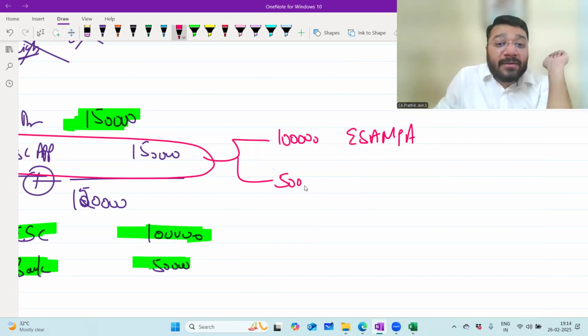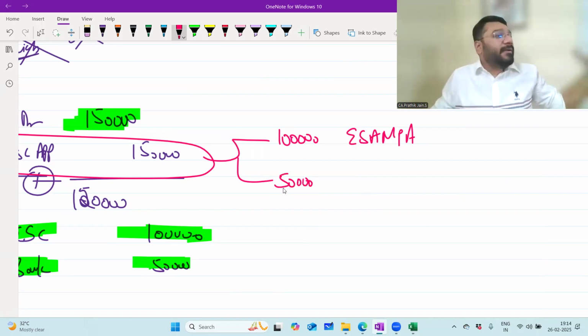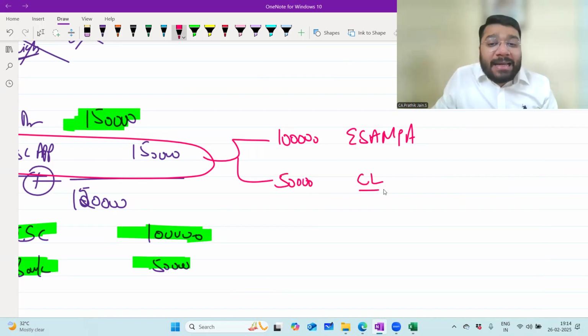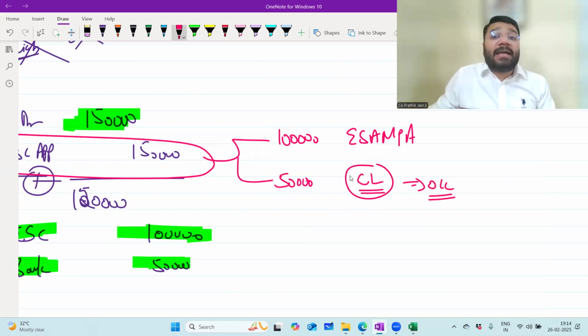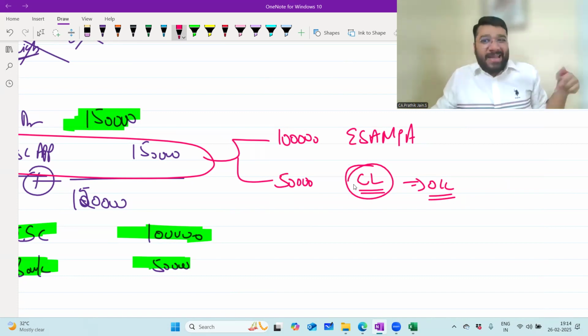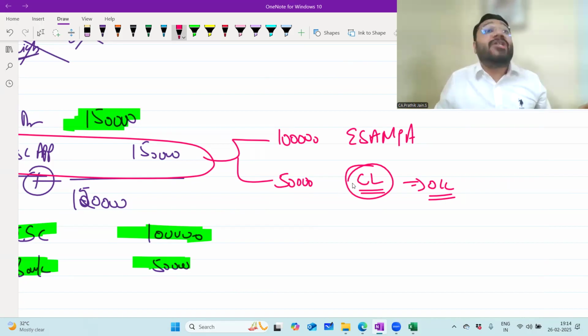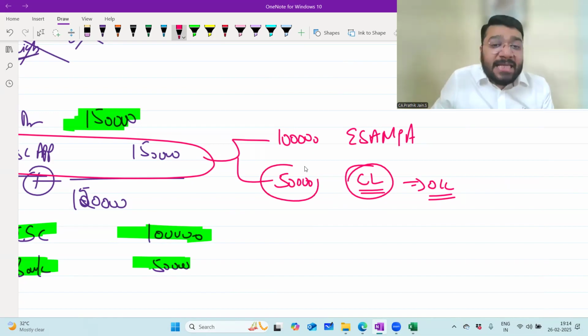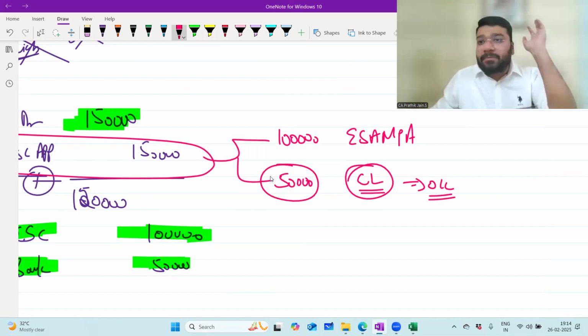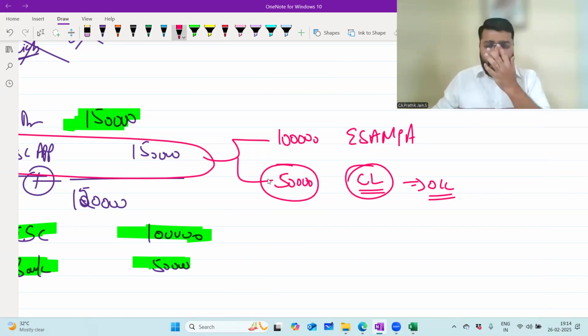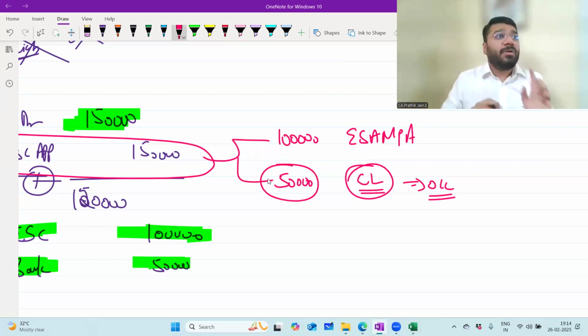The remaining 50,000, I have to repay, I have to refund. So this goes to your current liability. Where in the current liability? Other current liability. What is current liability? I'll discuss in the next class. It means I have to pay the money back in the next few days, within 12 months of the balance sheet date. But I will classify this 50,000 as current liability. Any problem? Online people, any problem? No, sir.